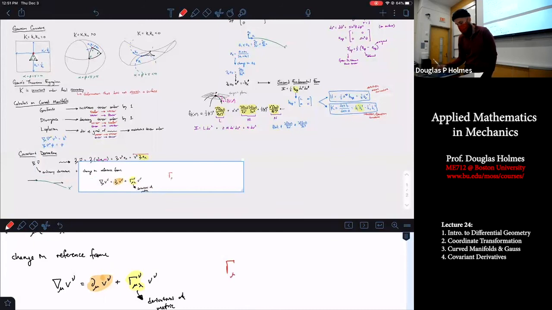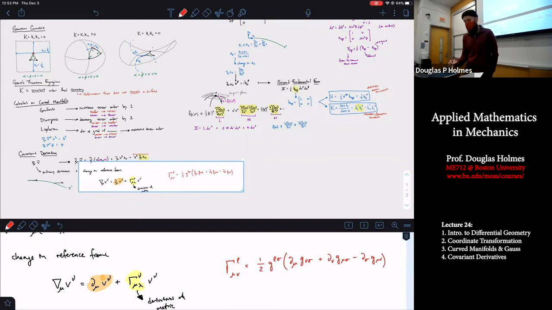So the Christoffel symbol, capital gamma mu nu rho, looks like this. It's got your metric tensor, rho sigma, as the partial derivative with respect to mu of your metric tensor, plus the partial derivative with respect to nu of your metric tensor, minus the partial derivative with respect to sigma of your metric tensor.